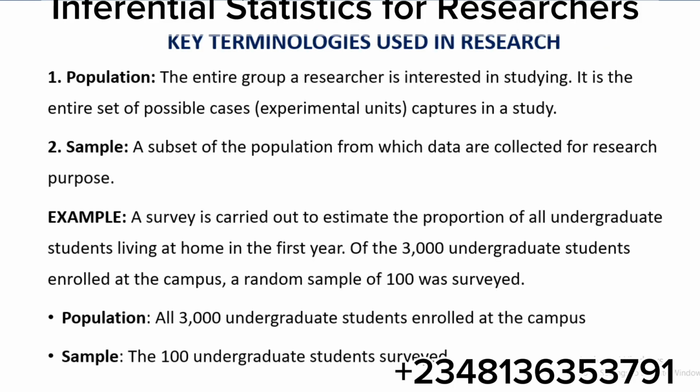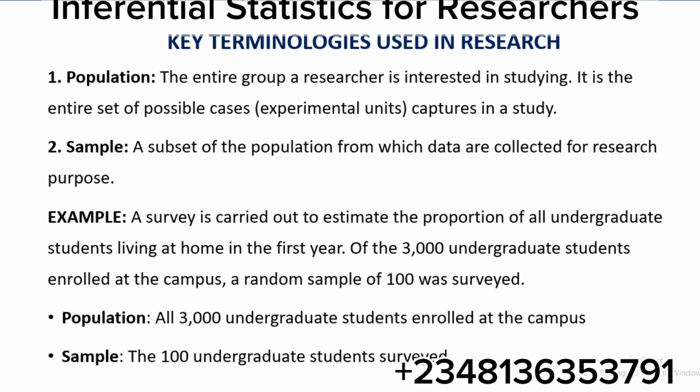What is population? Population is the entire group a researcher is interested in studying. It is the entire set of possible cases that experimental unit captures in a study. So by the time we give an example, you will understand what population is. Before I give an example, let's first understand what a sample is. A sample is a subset of the population from which data are collected for research purpose.